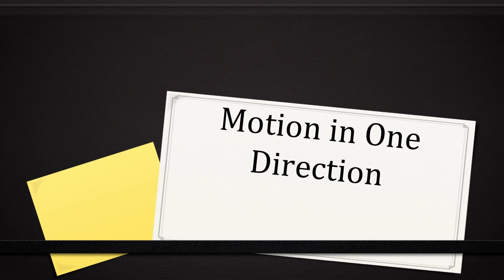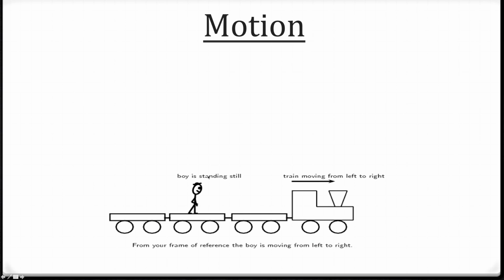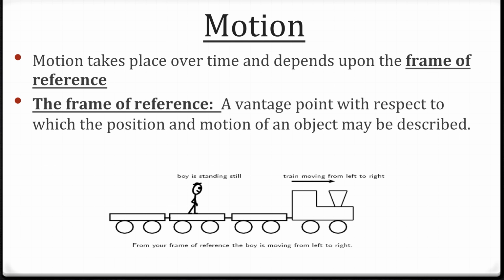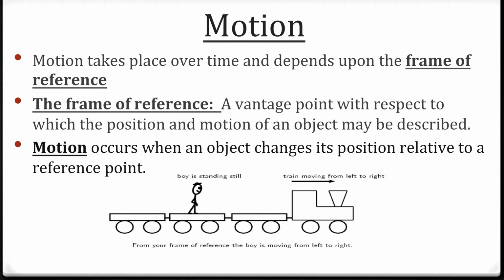Hey guys, these are the horizontal motion in one direction notes for Unit 3. To go over a few definitions, motion takes place over time and it depends on the frame of reference. Your frame of reference is that vantage point with respect to which the position and motion of an object may be described. And so motion technically occurs when an object changes its position relative to a reference point.